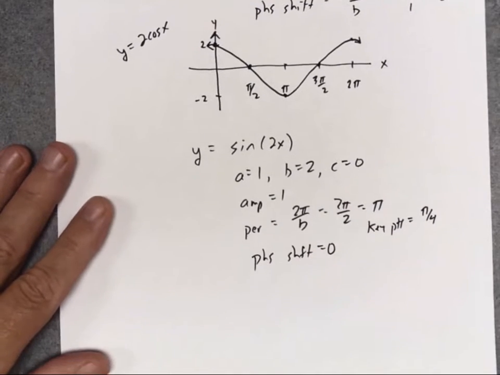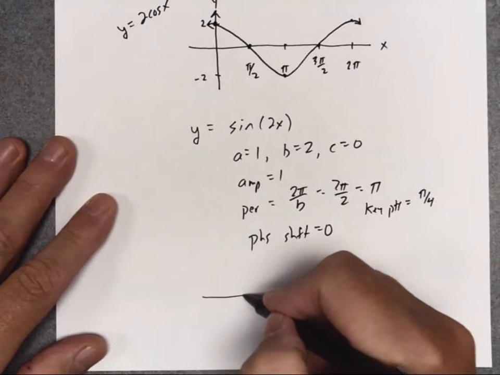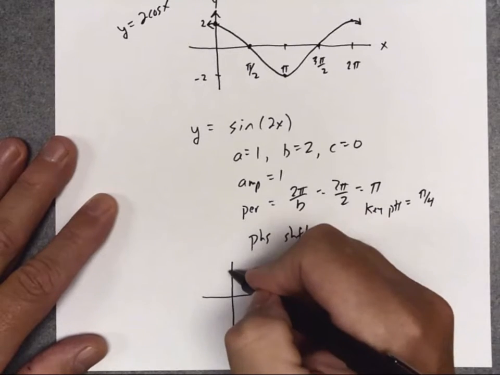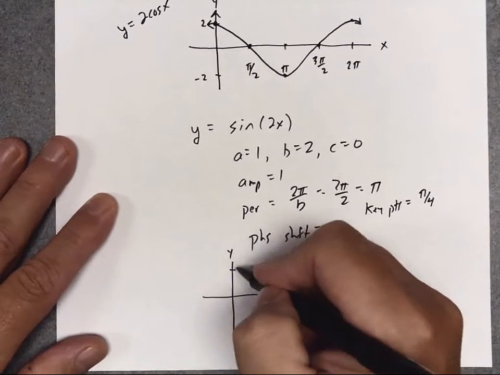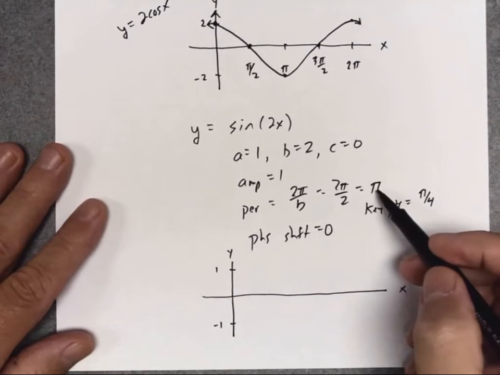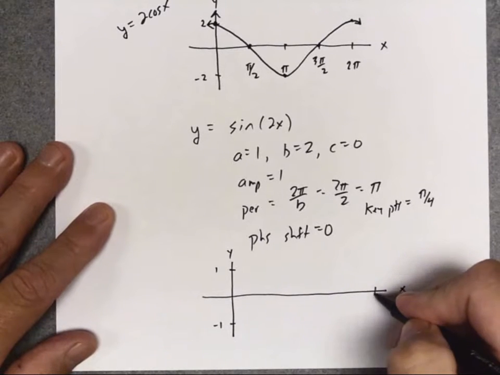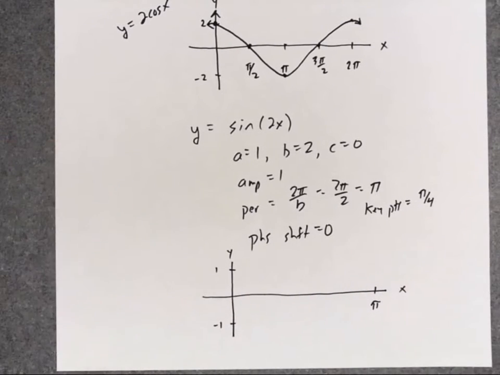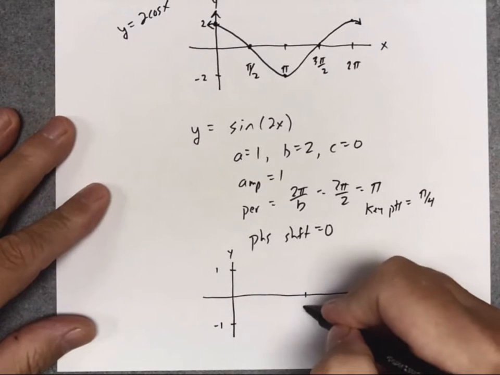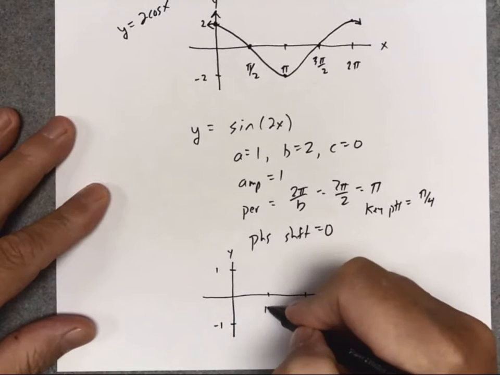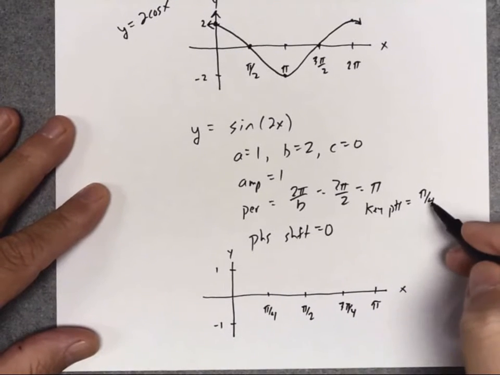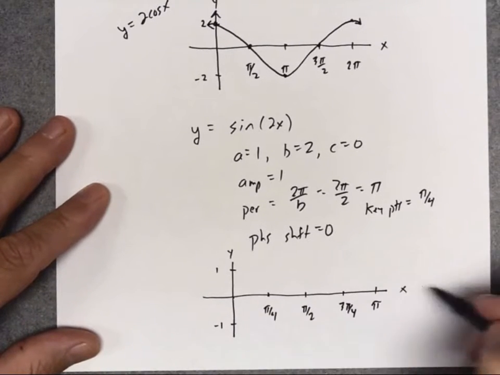So now, based upon the information I have, let's make a rough sketch of this graph. Amplitude, now we're back to 1. So we'll go from -1 to 1. Now the period, you notice here the period's pi. So I go here and I mark pi out here. And then when I start dividing up my graph, half of that is pi over 2, half of that's pi over 4, and then 3 pi over 4. So I showed you my key points. Every pi over 4 now is a key point.